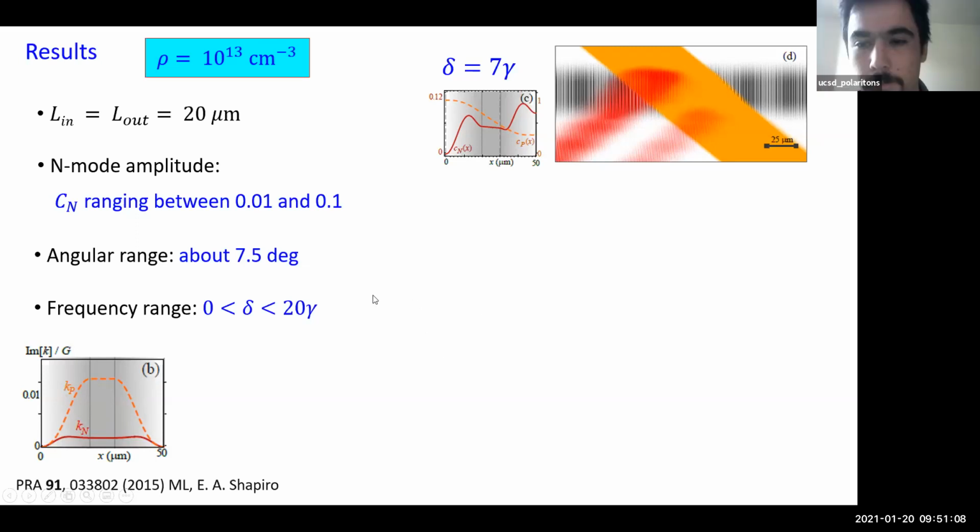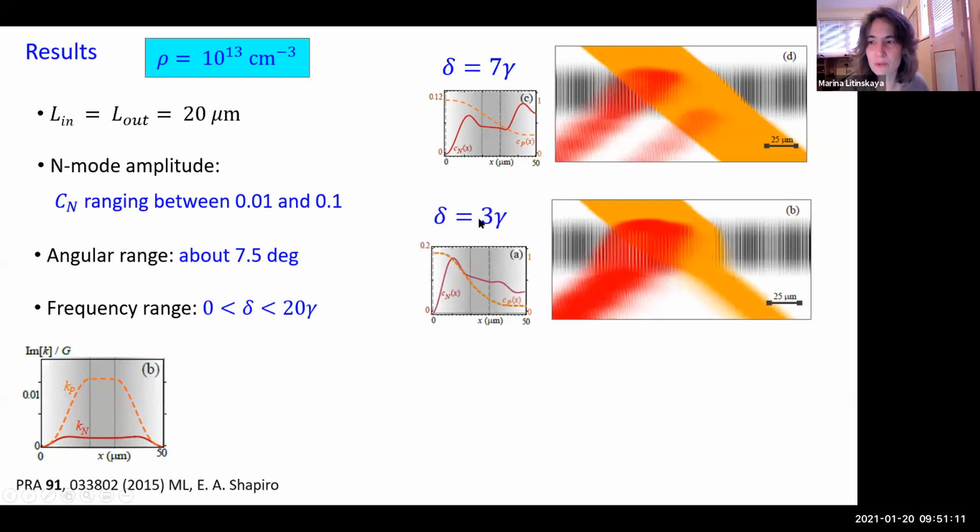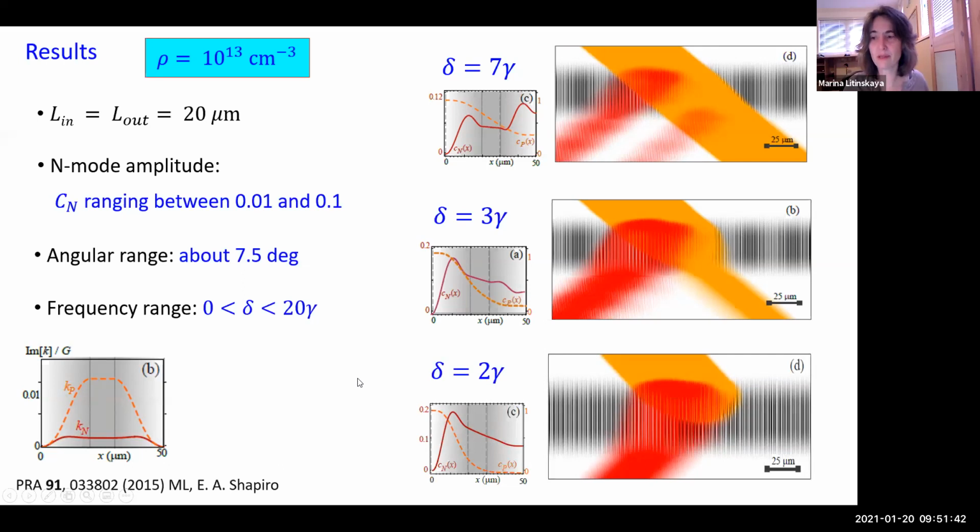The interesting thing happens when we come closer to the resonance. Now we are at 3 gammas away from the resonance, and you see that the negatively refracting mode is still there, but the positively refracting mode gets depleted. It is absorbed by the lattice. If you look at the amplitude, you see that it gets absorbed. The negatively refracting mode is absorbed a little bit, but not much, while this one is practically absorbed.